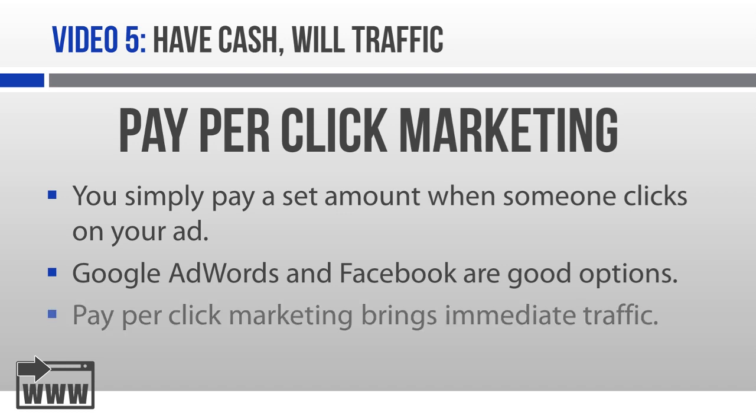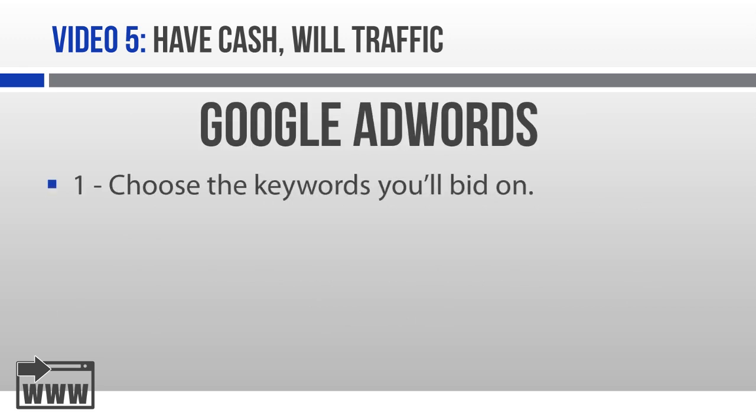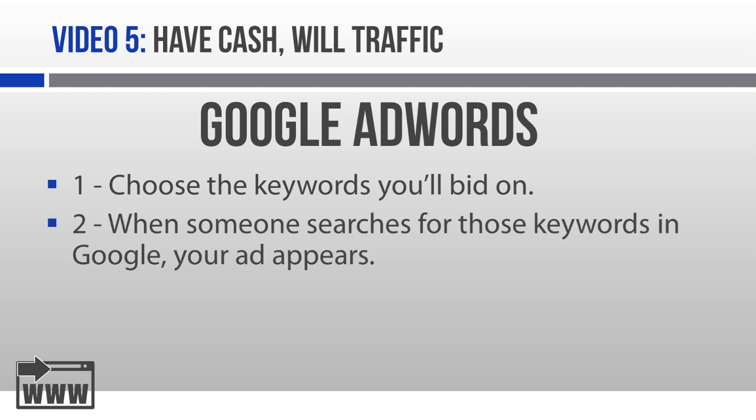Now, the advantage of pay-per-click marketing is that you can get the traffic coming into your site immediately, which allows you to quickly test sales copy, test your product names, your ad campaigns, your pricing, and any other part of your offer. So here's how it works. Let's use AdWords as an example. What you do first is choose keywords to bid on. When someone searches for those keywords in Google, your ad appears.